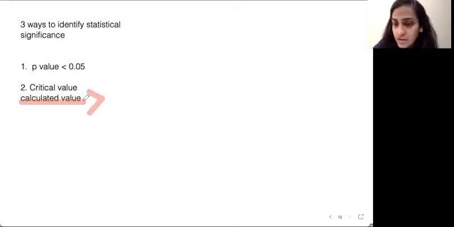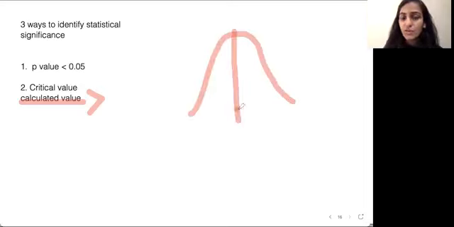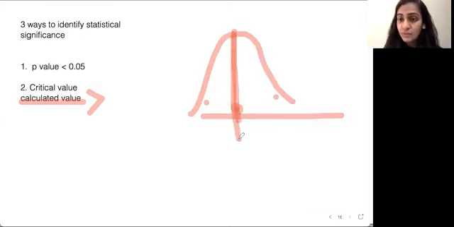Just to tell you, if this is your bell-shaped curve, the critical value is going to be a point on the curve that is splitting the two halves. That's not something that's going to be changed. It will be given to you. Calculated value is what you attain after performing the test. If the calculated value is greater than your critical value, then you can reject the null hypothesis.